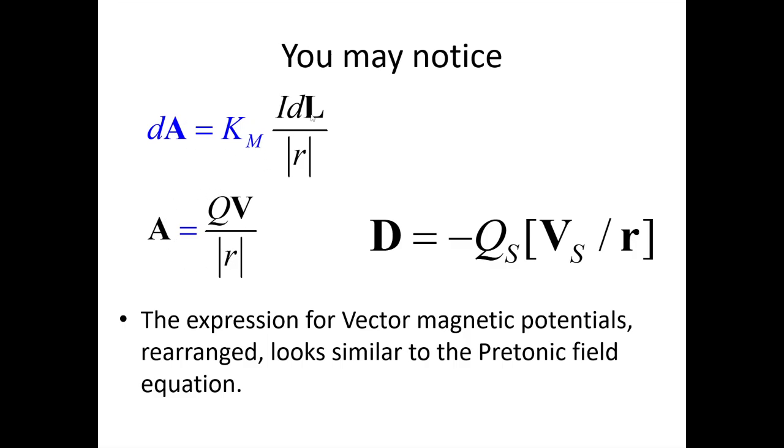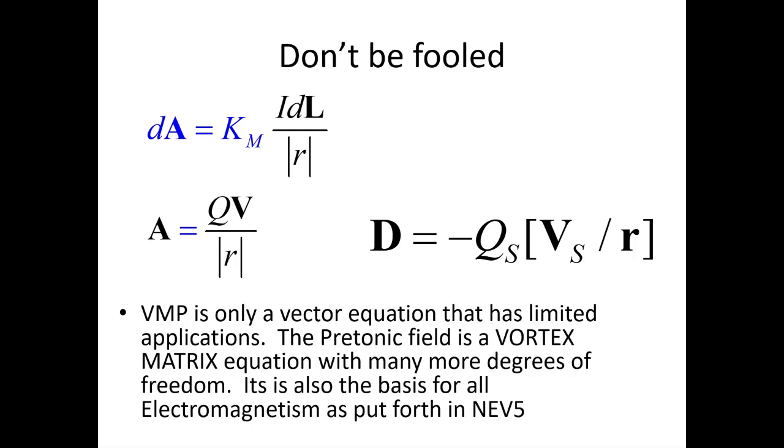Okay, but somebody's going to say, well, if we rearrange the vector magnetic potential equation from a differential around a length to a point charge equation, it looks very remarkably like the pretonic field model. Don't be fooled by this. The vector magnetic potential equation is a vector equation and has limited application. The pretonic field is a vortex matrix equation with many more degrees of freedom. It is also the basis from which all of New Electromagnetism V5 is derived.